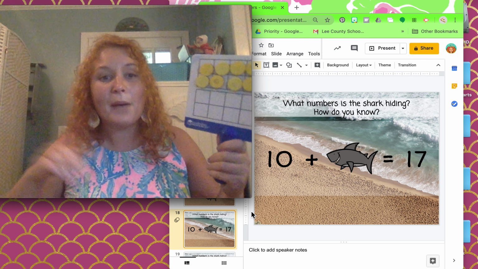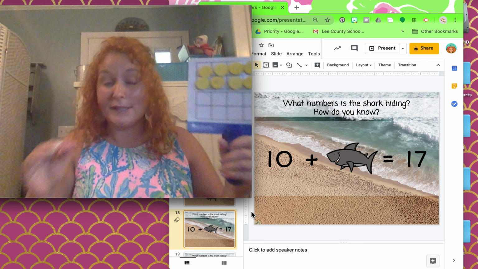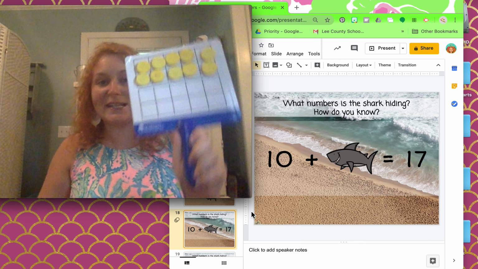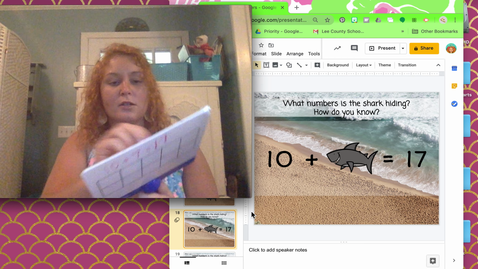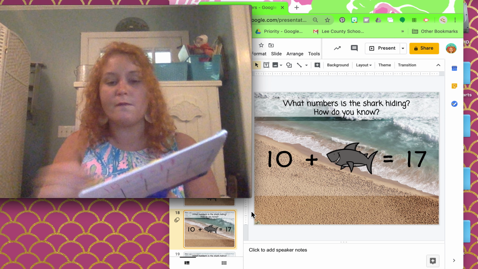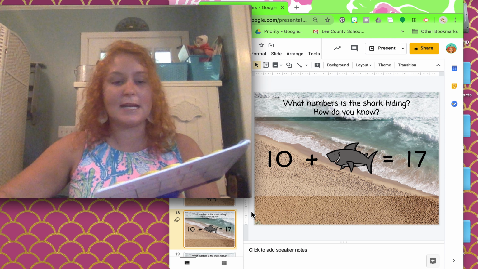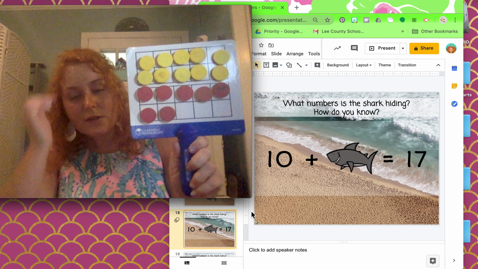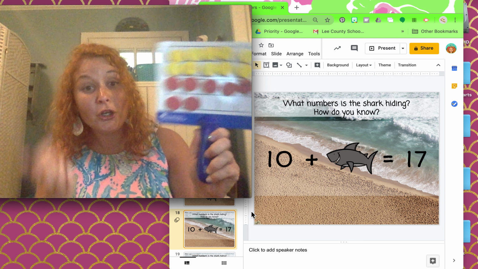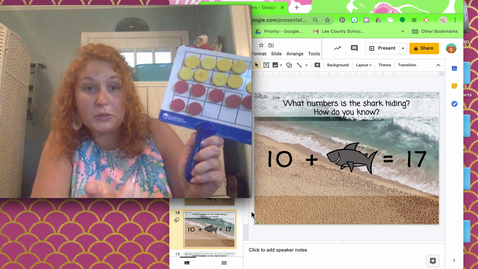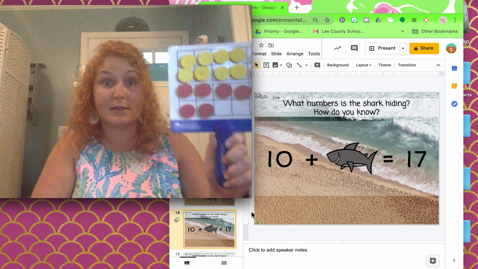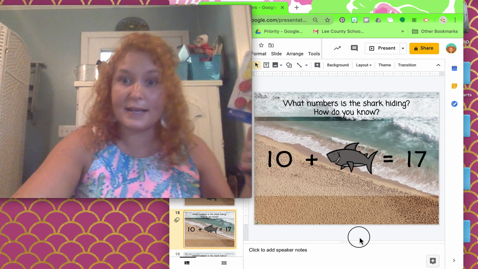I have 10. I'm going to keep putting counters on the frame until I get to 17. When my mouse says 17, I'm going to stop. So I've got 10, 11, 12, 13, 14, 15, 16, 17. Okay, so now our job is to find the missing part, how many new ones we put on. You can subitize, you can count, both work right now. 1, 2, 3, 4, 5, 6, 7. I think it's 7. All right. Boom, we were correct.